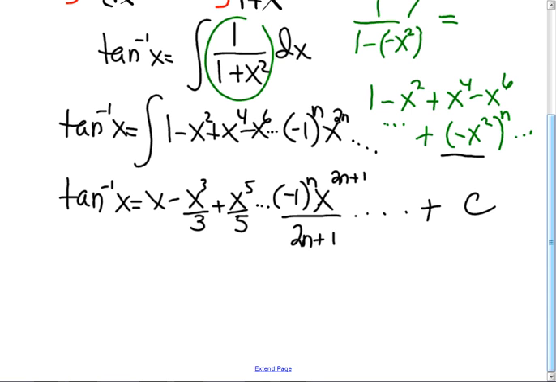Plus c. Now x is going to be between 1 and negative 1. No, because it was geometric. It's geometric.